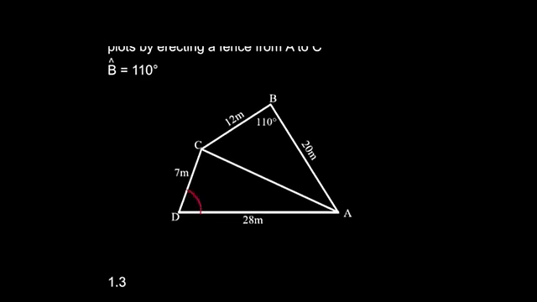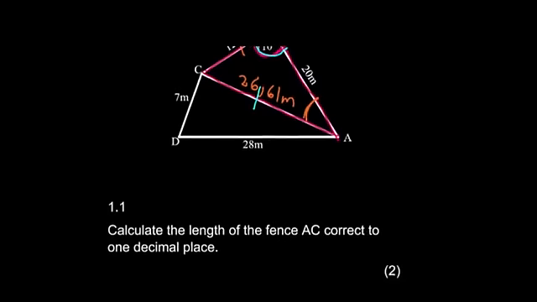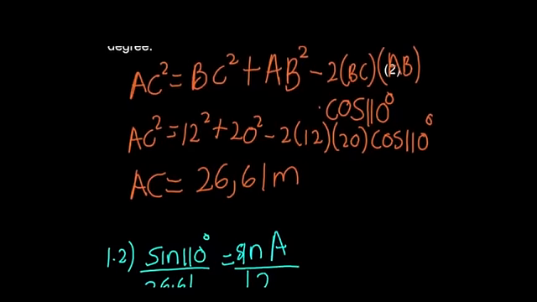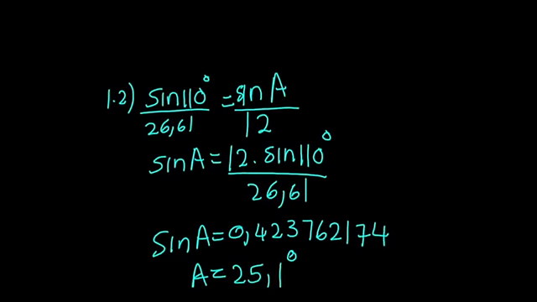Right. So remember we've got AC, it is 26.61. And what did we work out in the previous slide? We worked out angle A, which was 25.1.